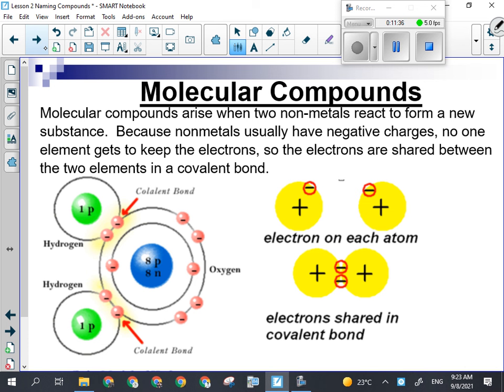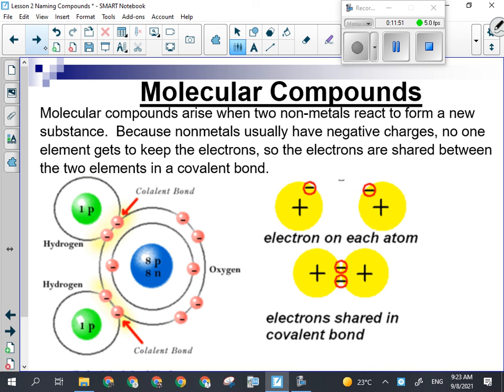So here's the exception. Hydrogen's a metal, but in water it's not. When we start talking about the properties of water later in the unit, you'll see we have all these wonderful rules, and the most important substance on Earth is the one that breaks them all.